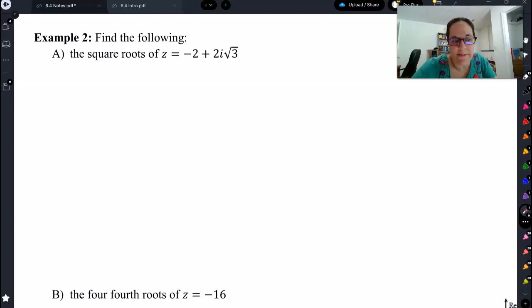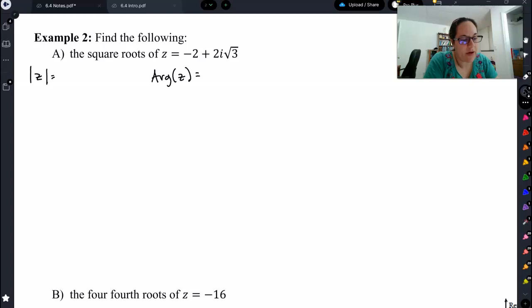Let's start you off pretty easy. First problem, let's just find the square roots. So before I do any of that, I need to change this complex number into its polar form. So you need to find the modulus and the argument, and then write it as modulus cis argument. Don't forget to add the 2 pi k so you get all your argument answers.